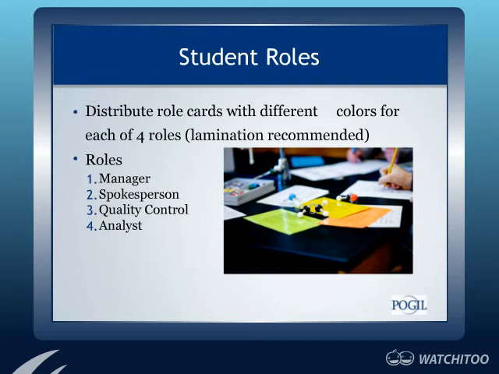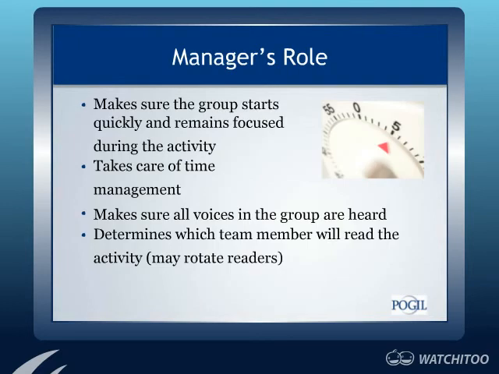There are dozens of roles and names that people have given to them, but they typically fall into these four groupings. Someone who is the manager, sort of in charge of the group. We'll go through the points on the slides. Just to start, manager, some groups call it the student facilitator. A second role is a spokesperson, the person who speaks out for the group. A quality control person, and an analyst. So let's go through those in a little more detail.